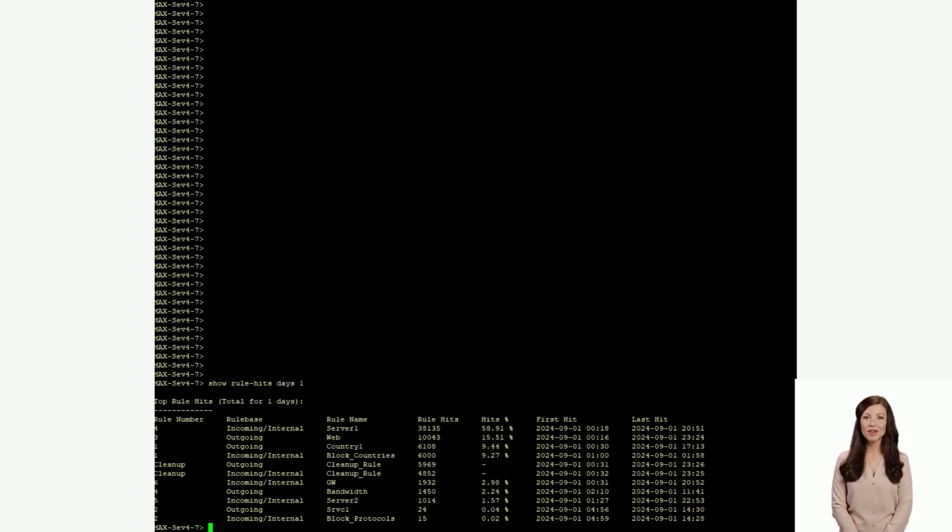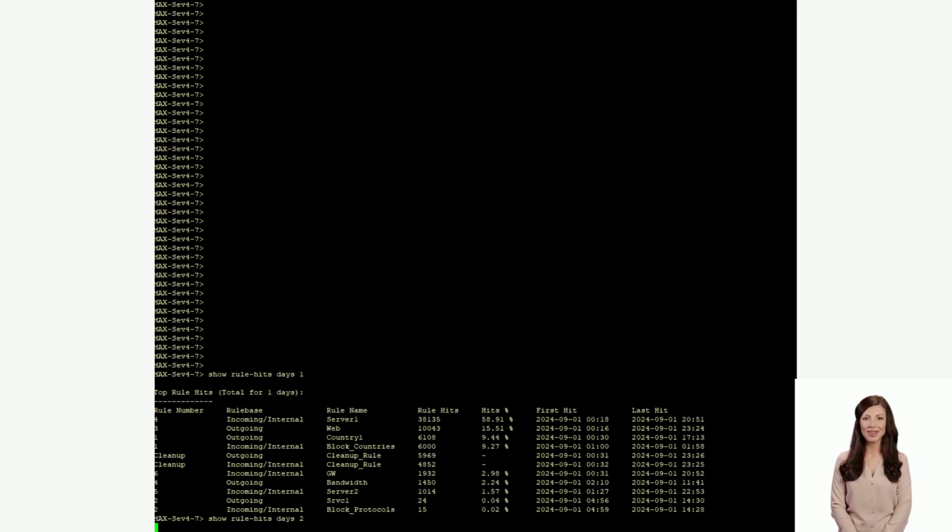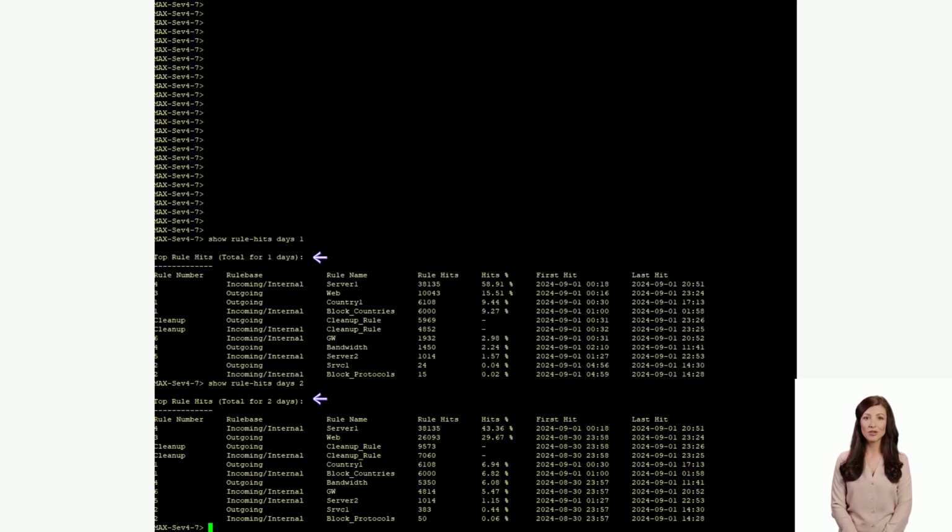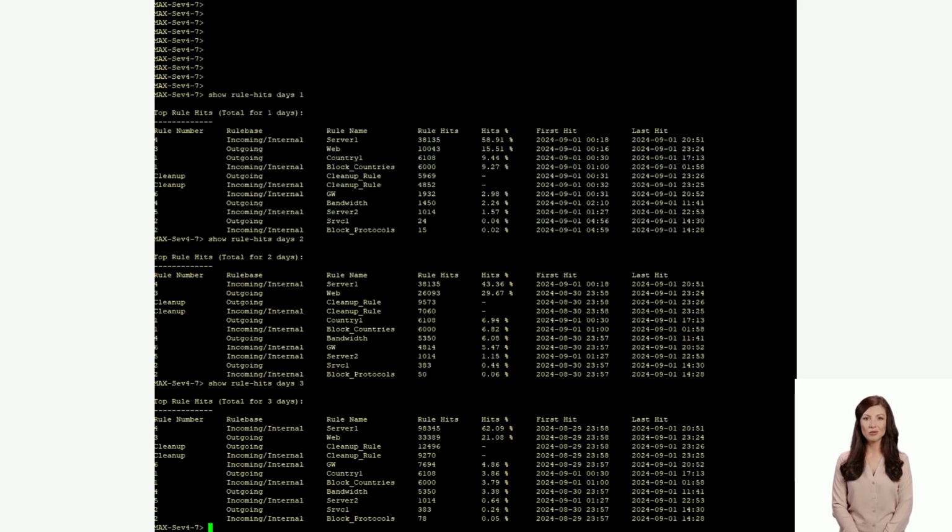With a CLI interface, we can choose the time frame for hit count to be any number of days. In this way, we can see a more detailed picture of rule hits. The hit count information is preserved from 30 to 365 days, depending on the hardware type.